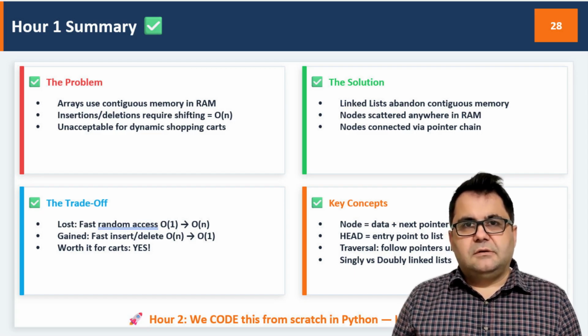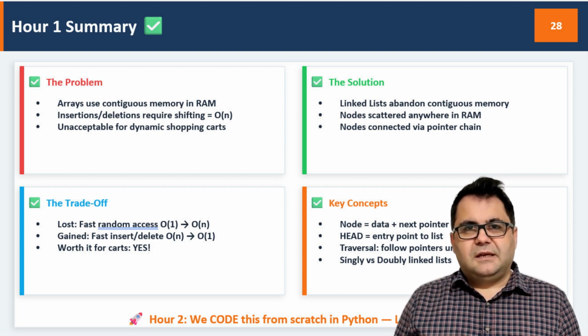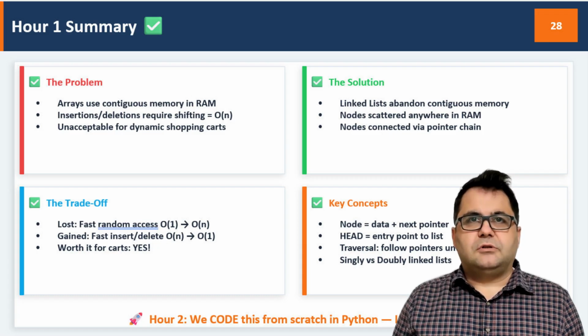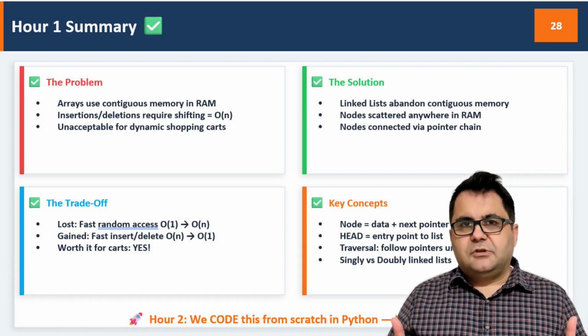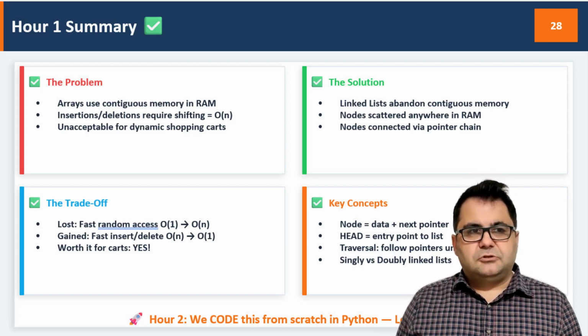Third, the trade-off. We lost fast random access, can't do cart[5] anymore. That's O(n) now. We gained fast insert and delete, just change pointers. O(1). Is it worth it? For shopping carts, absolutely yes. We don't need random access, we need fast modifications.